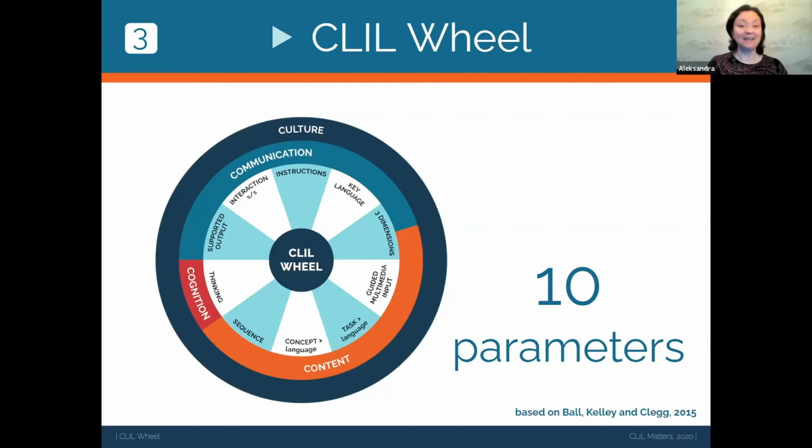Can I tick all the boxes? Have I got all the elements connected with the 10 parameters? So let's look at those 10 parameters. Some of them might be a little bit of a challenge for language teachers, while the others may be a little bit of a challenge for subject teachers.